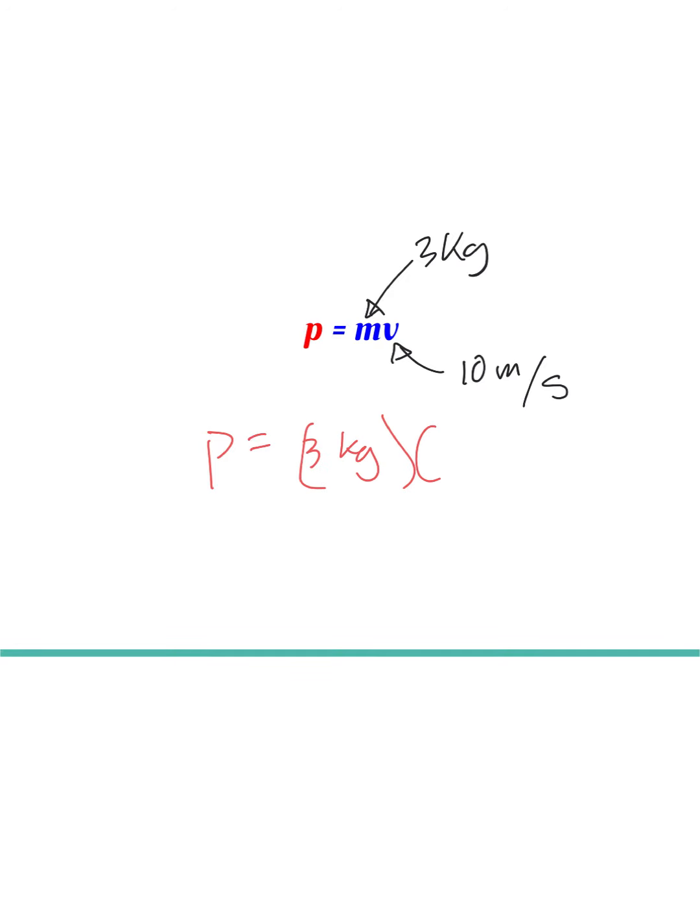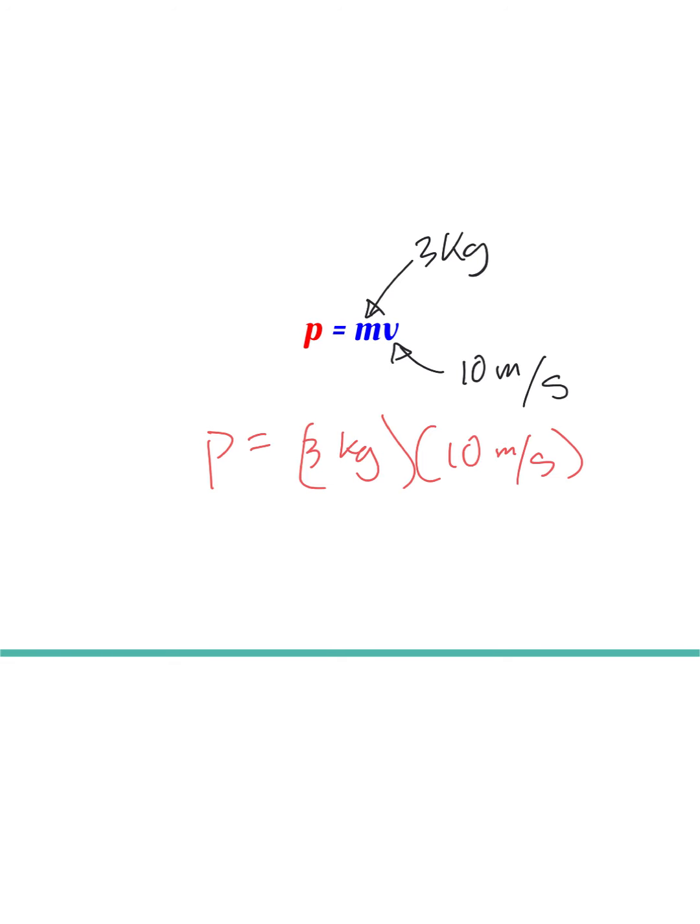So pretend we have a problem where we're trying to find the momentum of an object, and that object has a mass of 3 kilograms and a velocity of 10 meters per second. What would be the momentum? So since momentum is already by itself, that means I just have to plug in that information and I'm good to go. So it'll be 3 kilograms times 10 meters per second.